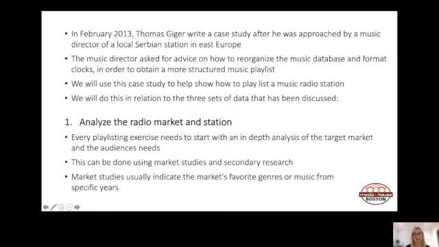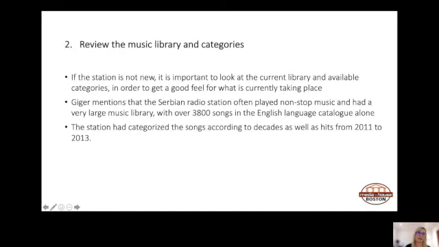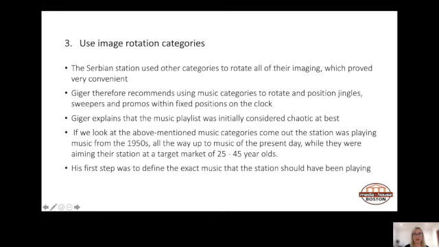First and foremost, analyze the radio market and the station. Every playlisting exercise needs to start with an in-depth analysis of the target market and the audience's needs. This can be done using market studies and secondary research. Market studies usually indicate the market's favorite genres or the music from specified years. Secondly, you're going to review the music library and the categories. If the station isn't new, it's important to look at the current library and available categories in order to get a good feel for what is currently taking place. And then thirdly, use image rotation categories.